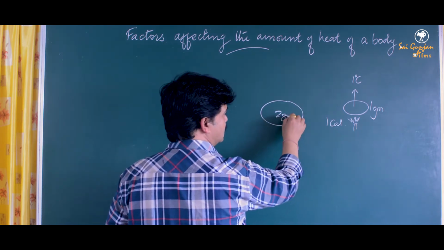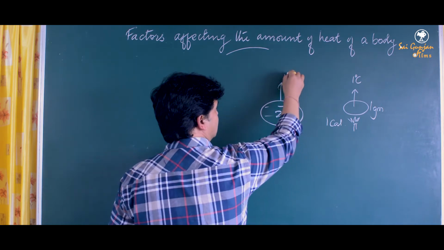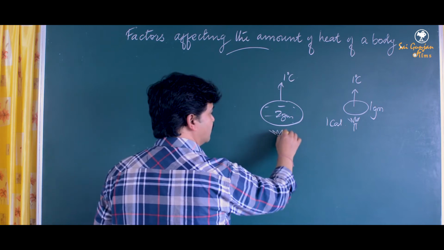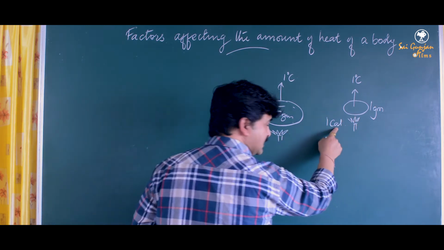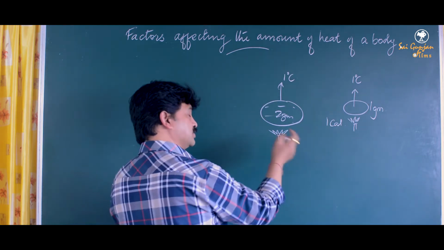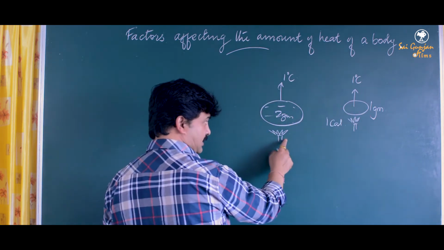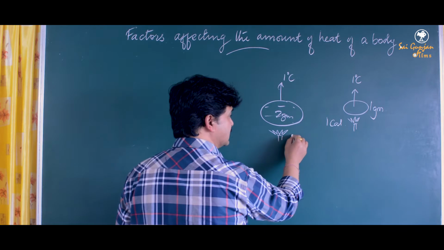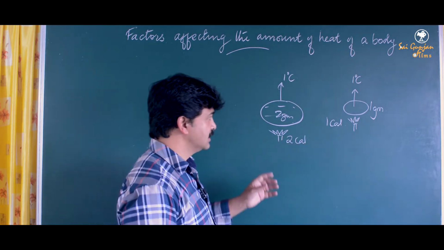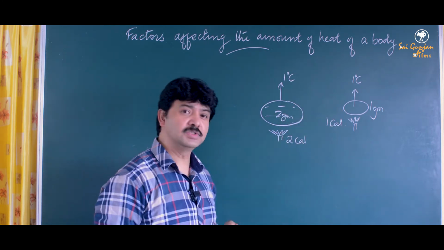So this is 2 grams of water. In order to raise its temperature again by 1 degree Celsius, what will be the amount of heat required? Will it be more than this, less than this, or equal to this? Obviously it should be more than this. Since the mass has doubled, the heat required should also be doubled. So in this case you require 2 calories of heat. As the mass increases, the amount of heat also increases.